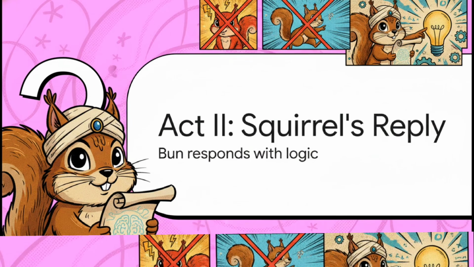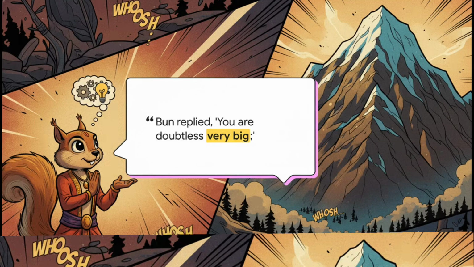So how does the squirrel respond to that? Does it get mad? Does it run away and hide? Nope. The squirrel, and we find out his name is Bun, comes back with a reply that is just calm, logical, and absolutely brilliant. Let's walk through his argument. Bun kicks things off with a super clever move. He doesn't deny what the mountain is saying. He just says, "You are doubtless very big." He completely agrees with the obvious truth. Yep, you're huge. I get it. This is such a great strategy.